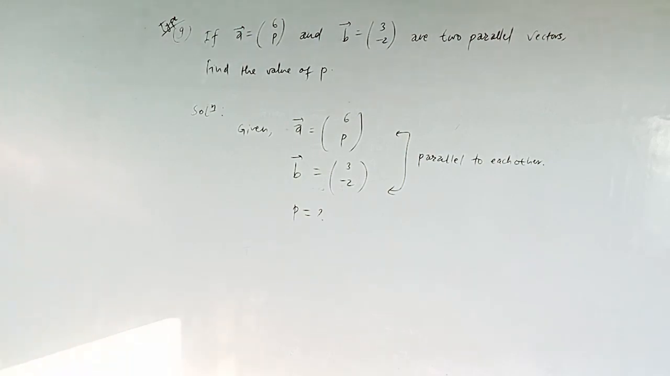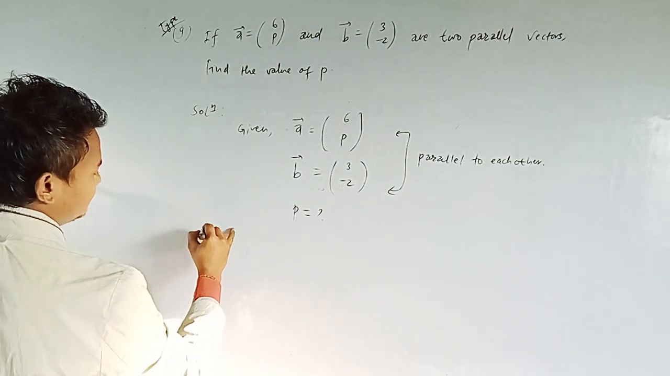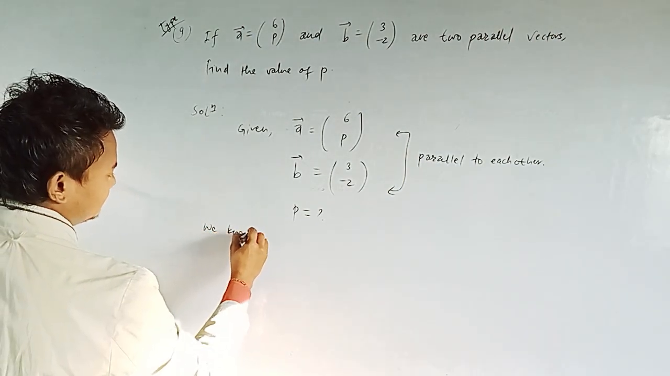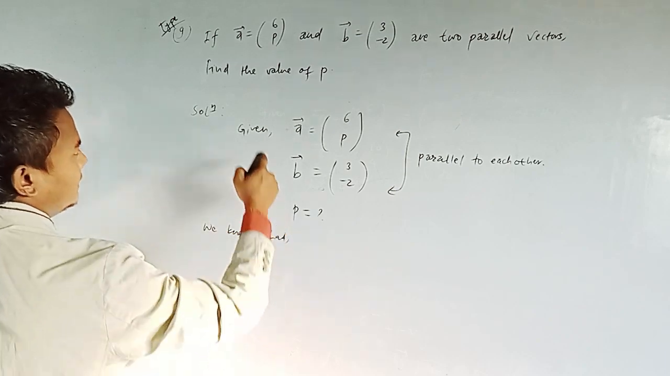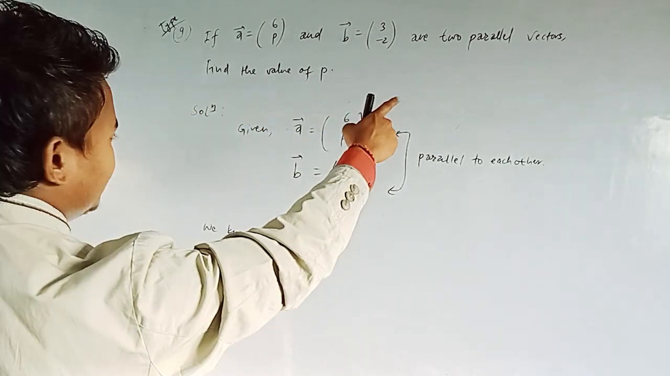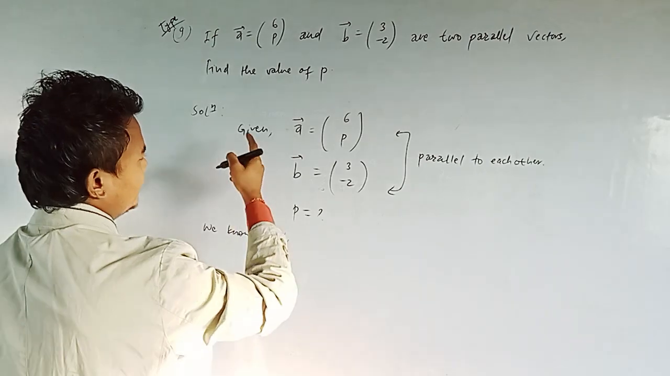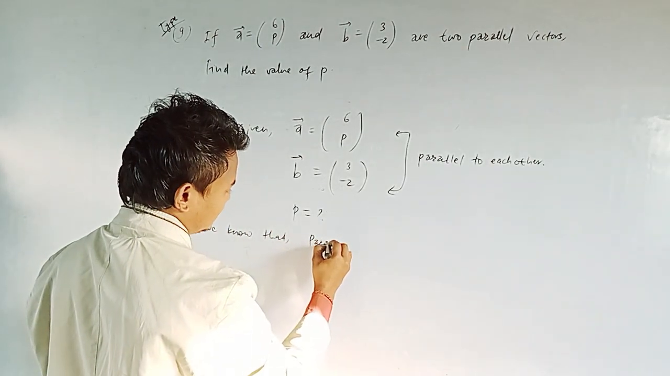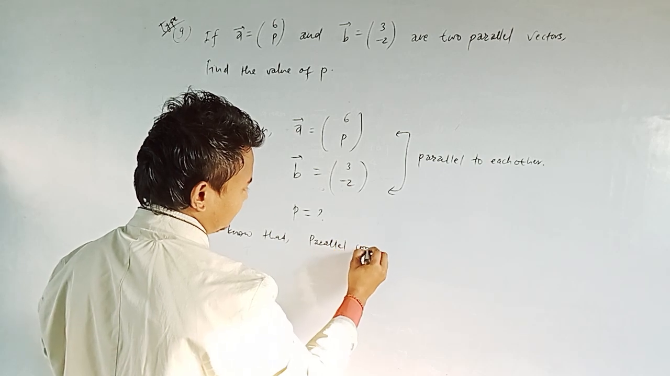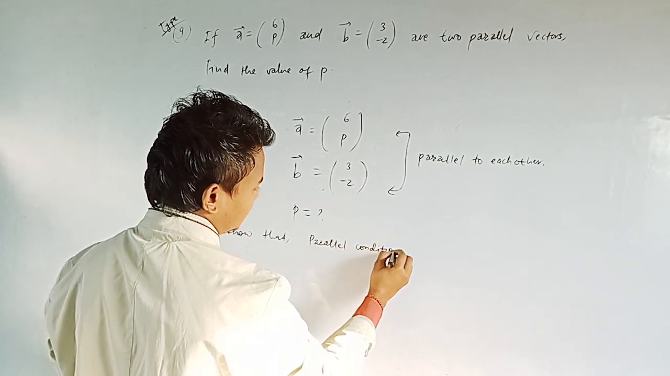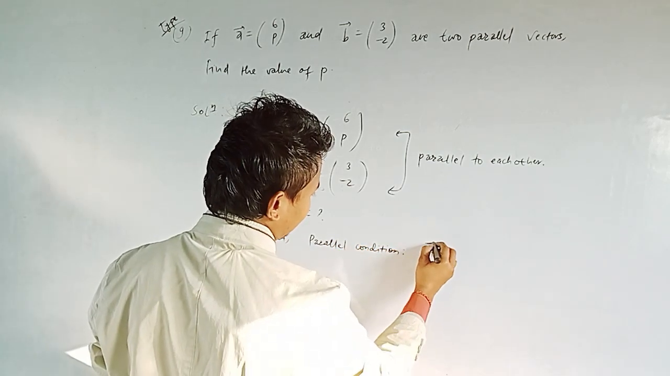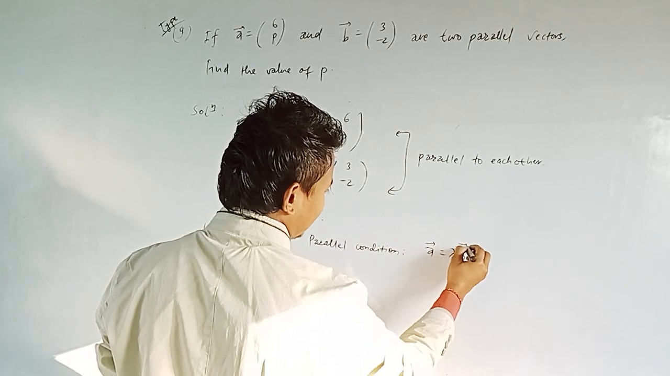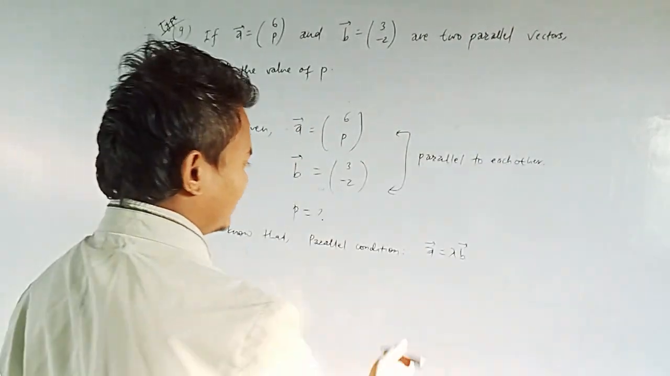Okay, so we know that if parallel is given, then what do we have? For the parallel condition, we have A equals lambda times B. No, this is the parallel condition.